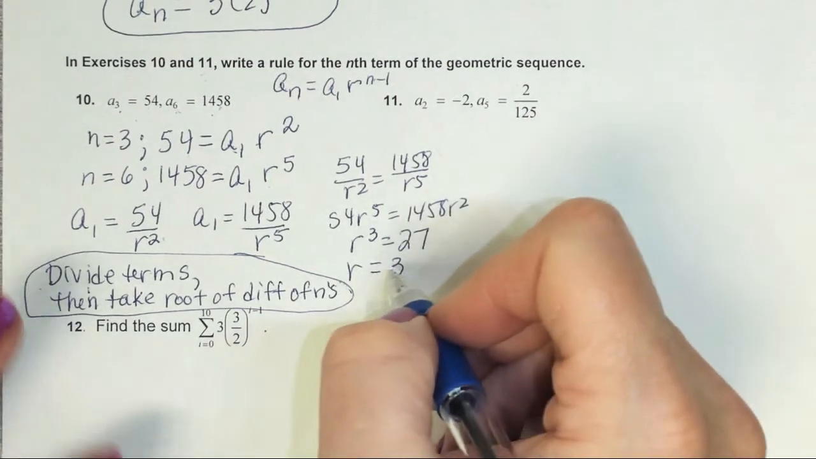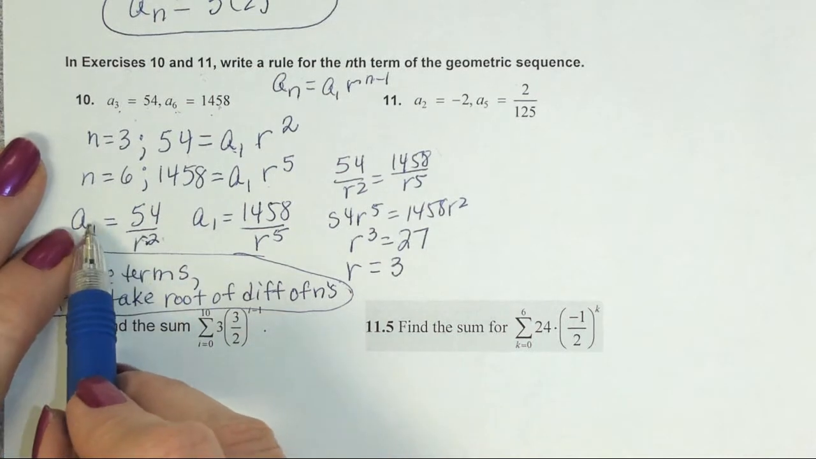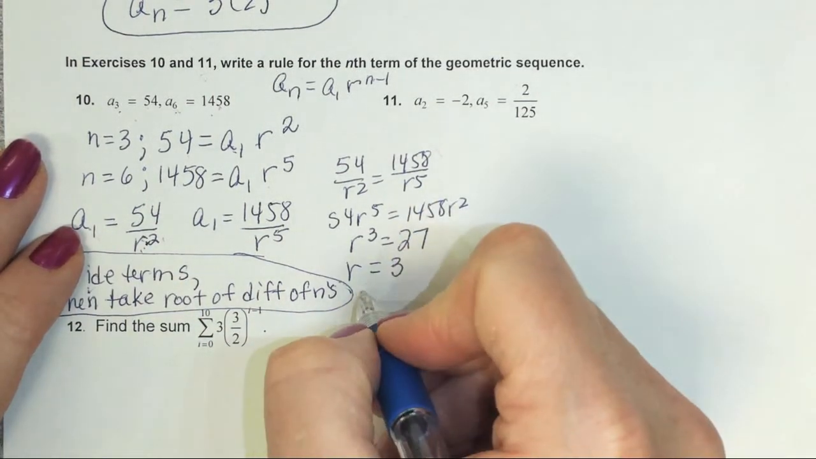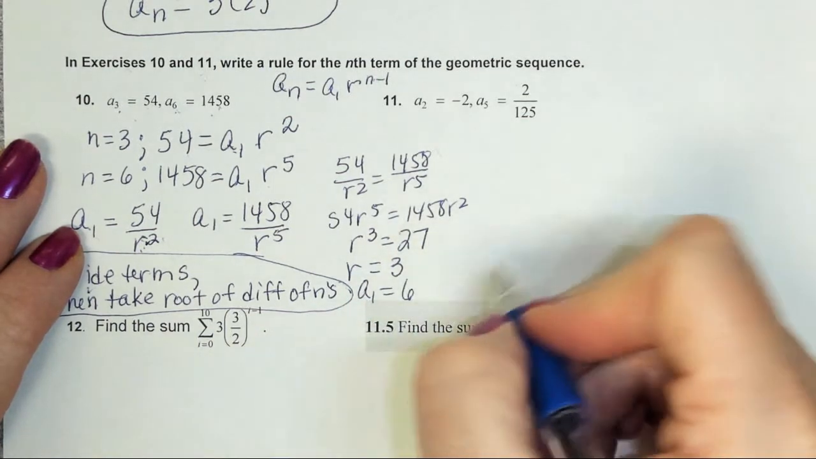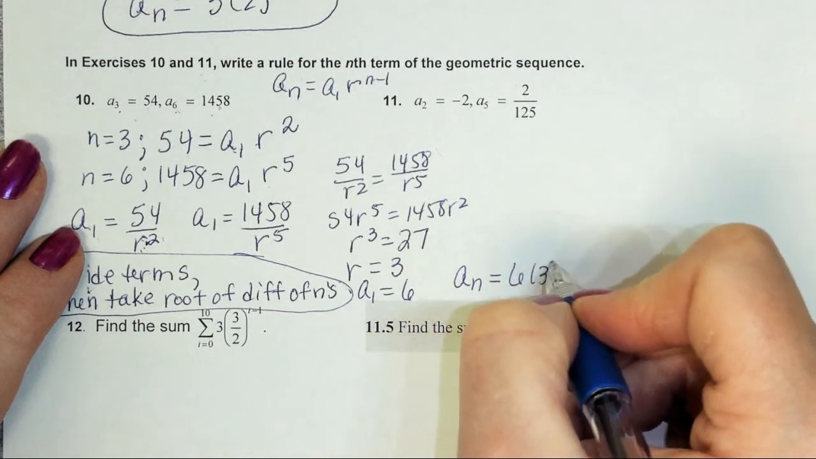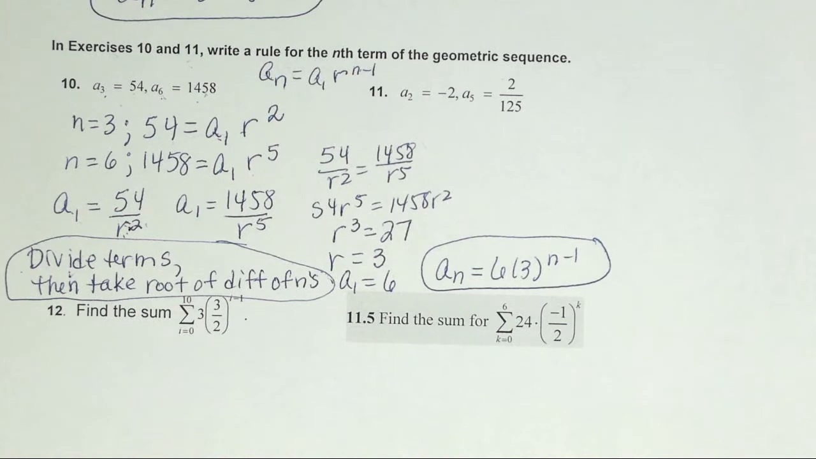All right, so anyway, now we know what r is. So now I could substitute in to find out what a sub 1 is. So 54 divided by 9 is 6. So a sub 1 is 6. So now I've got my rule: a sub n equals a sub 1 times r to the n minus 1. Okay?